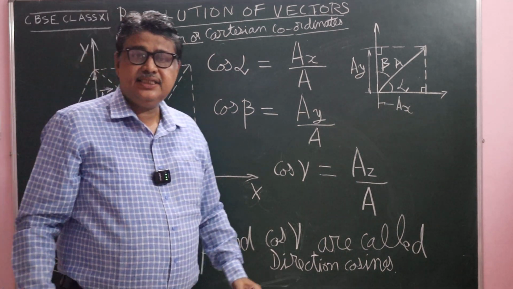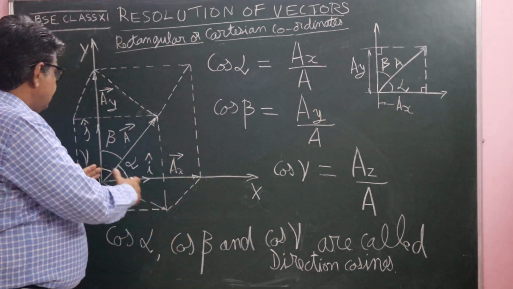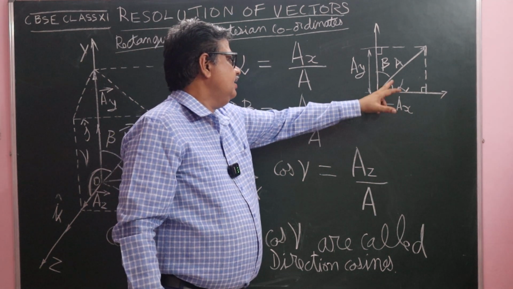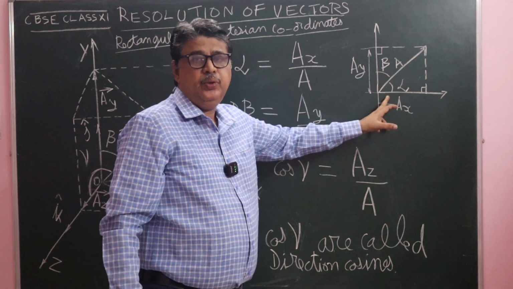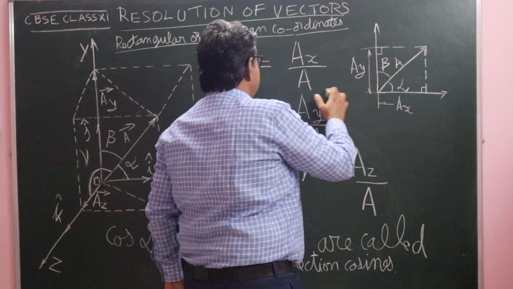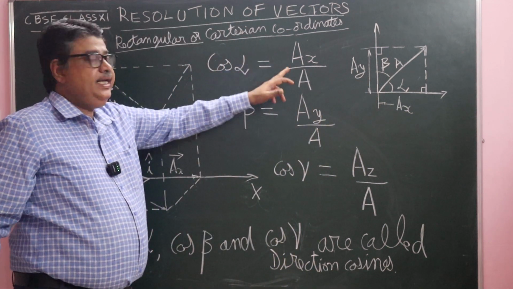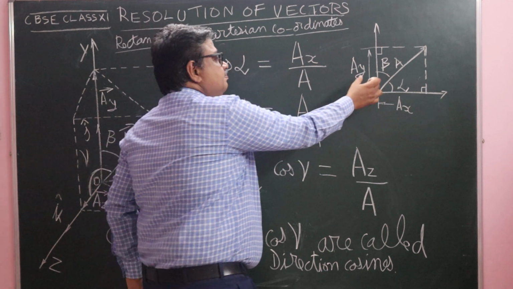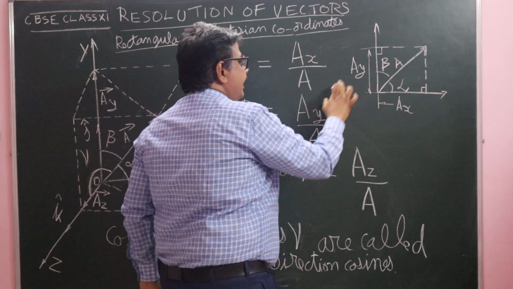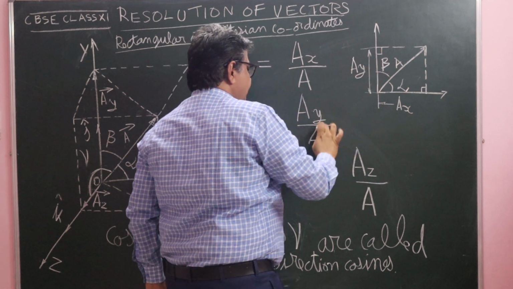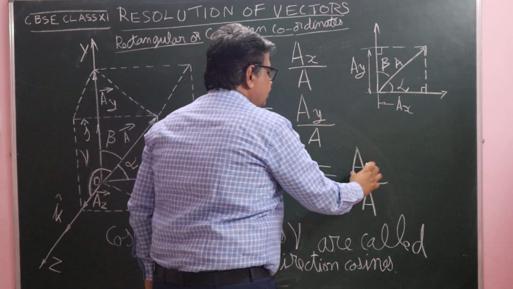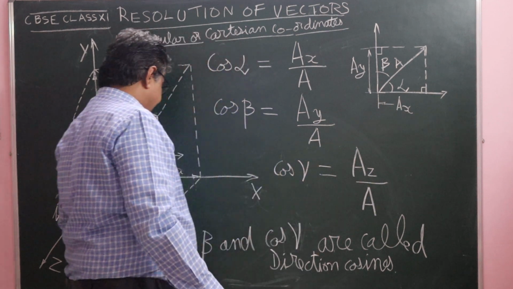Now let us see direction cosines. So consider here this is alpha, this is A, consider only the magnitude A, here magnitude Ax. Cos alpha equals adjacent by hypotenuse, cos alpha equals Ax by A. Then cos beta, this is beta, cos beta equals adjacent by hypotenuse, that is Ay by A, magnitude A. Then cos gamma equals Az by A.